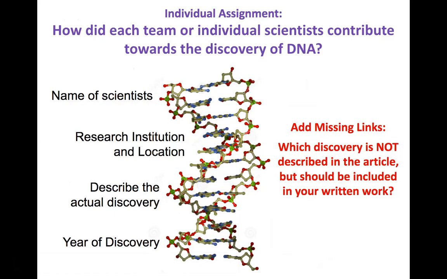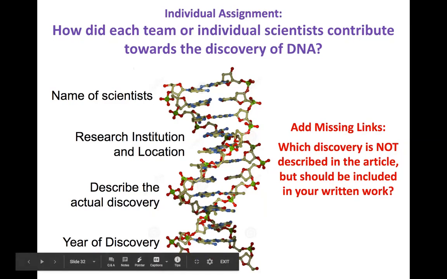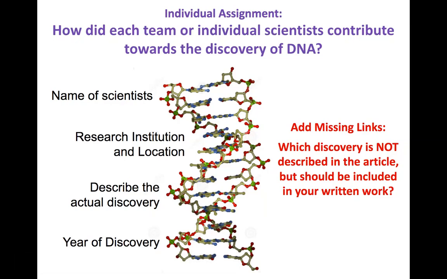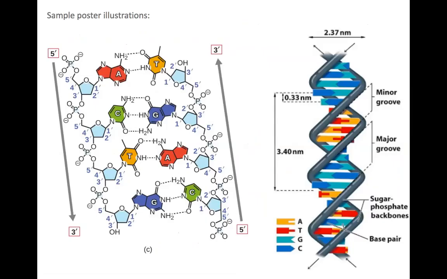In other words, what were some of the other developments that also contributed towards the eventual understanding and the forming of this DNA model that we know of today? Whose work was it? Where did they work? And when was this discovery made? This is going to be your exit challenge.